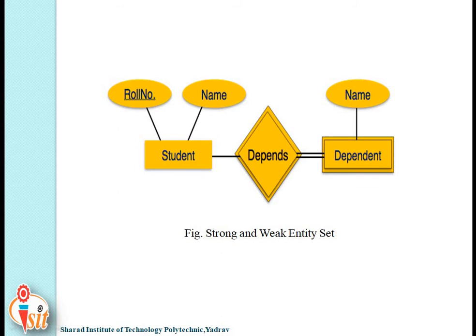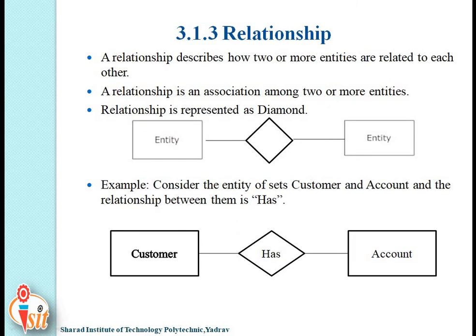Here another example is student and dependent. Student is an entity, dependent is an entity, and the relationship between them is depends. Here the attributes of student are roll number and name, and dependent has the attribute name. In this figure, student is a strong entity and dependent is a weak entity as it depends on the student. This is about the strong and weak entity set.